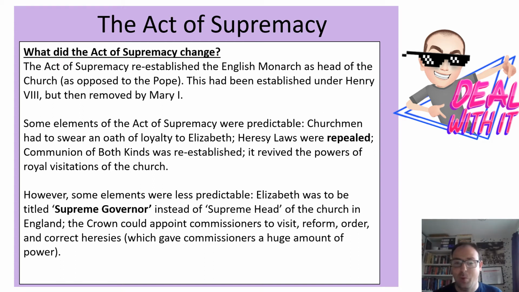However, some elements were less predictable. Elizabeth had to deal with this quite difficult aspect of could a woman be the head of church, and so she took the title Supreme Governor instead. And the Crown could appoint commissioners to visit, reform and order correct heresies, and they would dictate what these heresies were. And this gave these commissioners a huge amount of power to enforce the settlement that Elizabeth wanted.